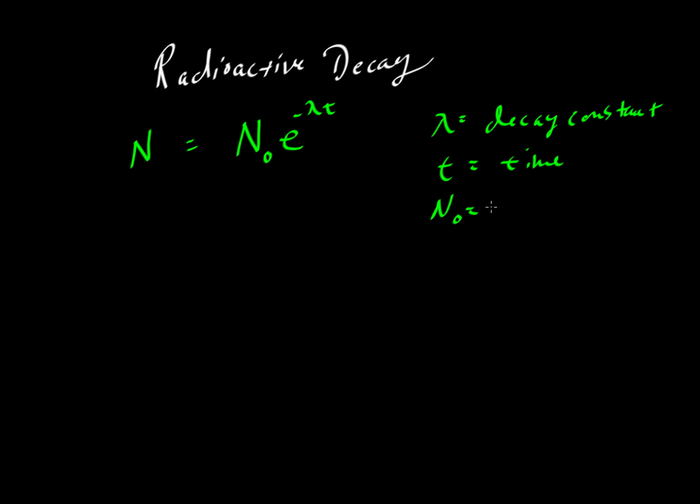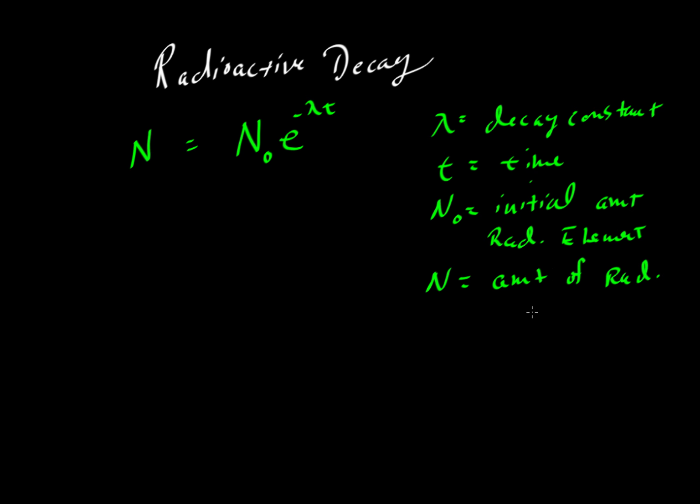So N naught is the initial amount of radioactive material that we have, the initial amount of the radioactive element that we started with. And N without the subscript is the amount of the radioactive element that we have left after some time t has elapsed. So that's our general equation.